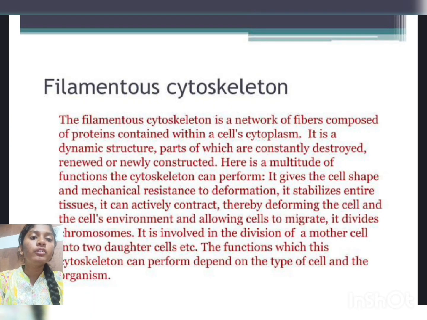Cytoskeleton: a network of fibers composed of proteins within the cell cytoplasm. The function of the cytoskeleton is that it gives the cell shape and mechanical resistance to deformation. It stabilizes entire tissue, allows cell migration, and divides chromosomes during cell division.